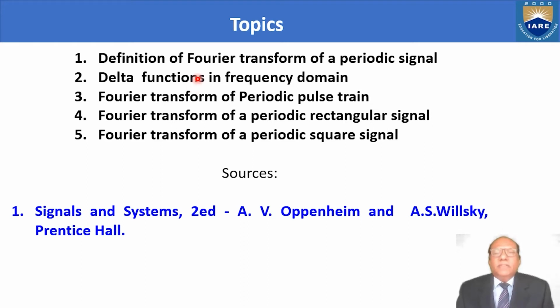how they manifest in time domain, and the Fourier transform of a periodic pulse train, periodic impulse train. Then the Fourier transform of a periodic rectangular signal. Rectangular signal means basically a pulse signal or rectangular waveform. Then the Fourier transform of a periodic square wave or signal.